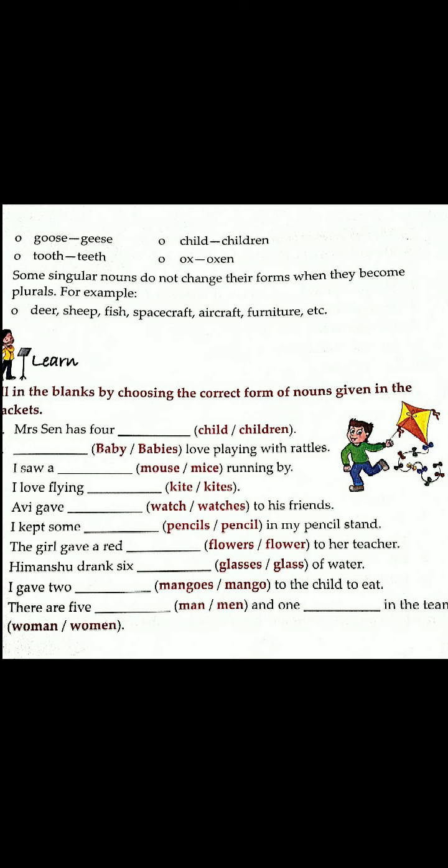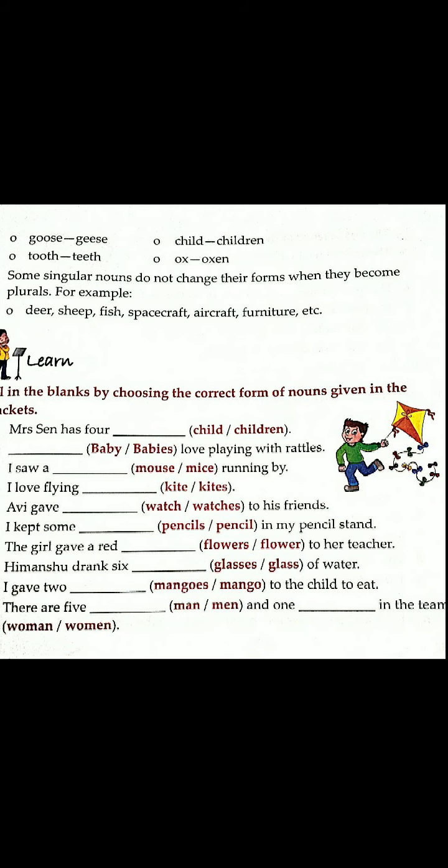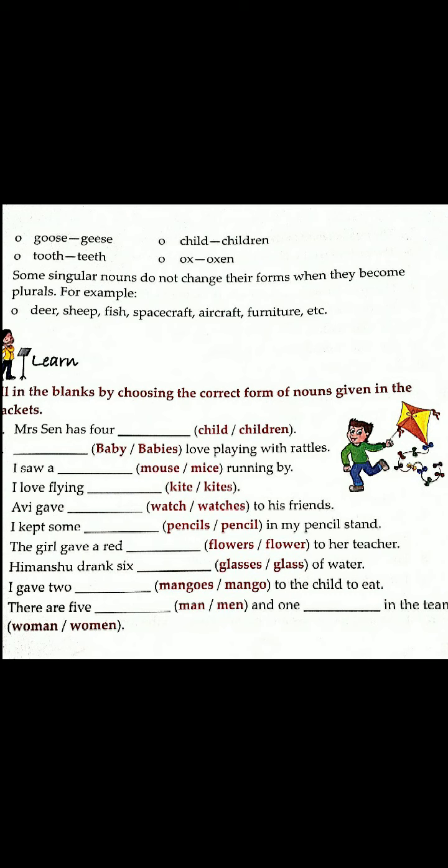Mrs. Sen has 4 dash. Now see singular or plural. Here we have a digit 4 and 4 is more than 2. So it is plural. So children. Correct answer is children. Dash love playing with rattles.